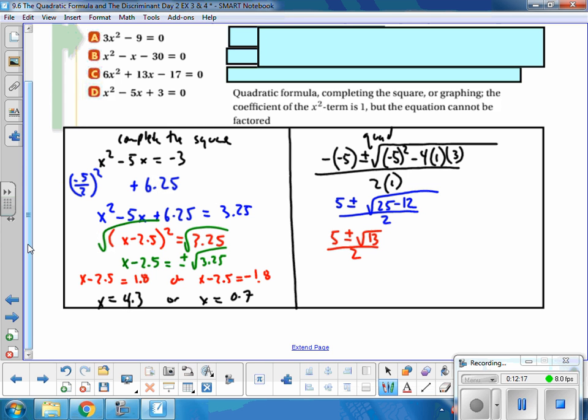So let's work the 2 out. I will have 5 plus 3.61 divided by 2, or 5 minus 3.61 divided by 2. Now if I simplify those, I can see that x equals 4.3, or x equals 0.695.